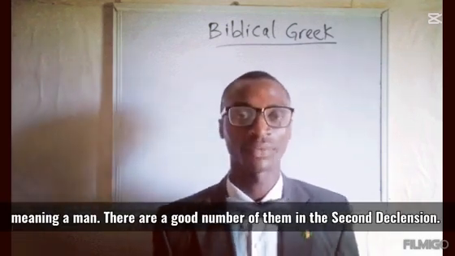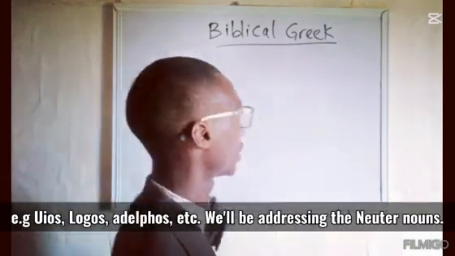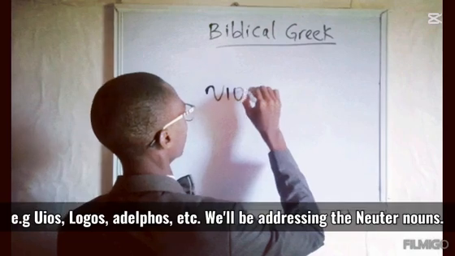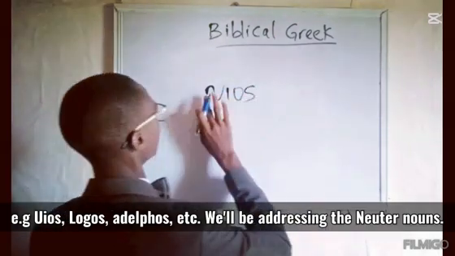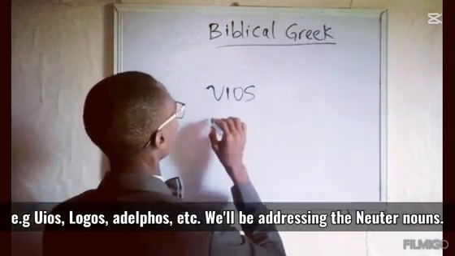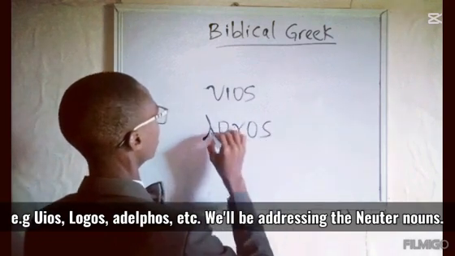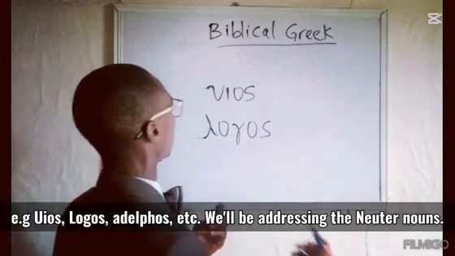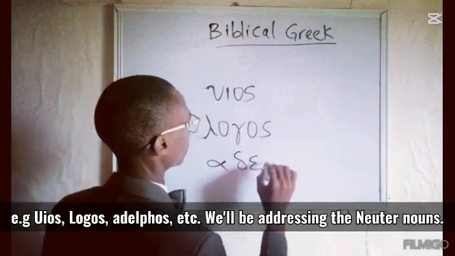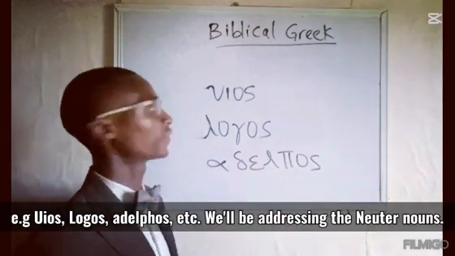Then we have a good number of them in that particular category, that second declension. We have another, logos, and the form, and a good number of them.